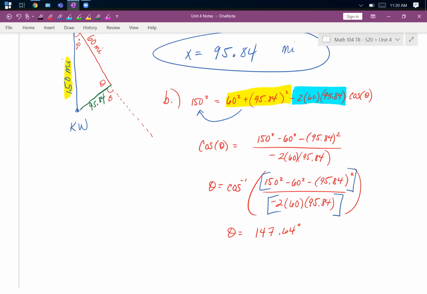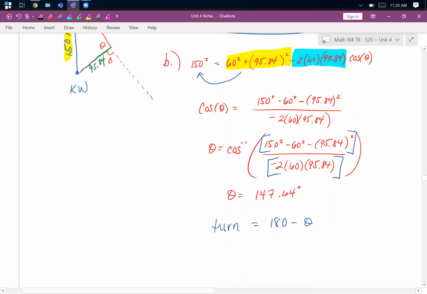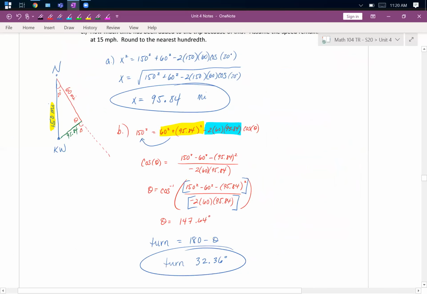Okay, so that's our angle theta on the inside of our triangle, but that's not our turn angle, right? Our turn angle is going to be the supplement of that. So our turn angle is actually going to be 32.36 degrees. Questions at all?